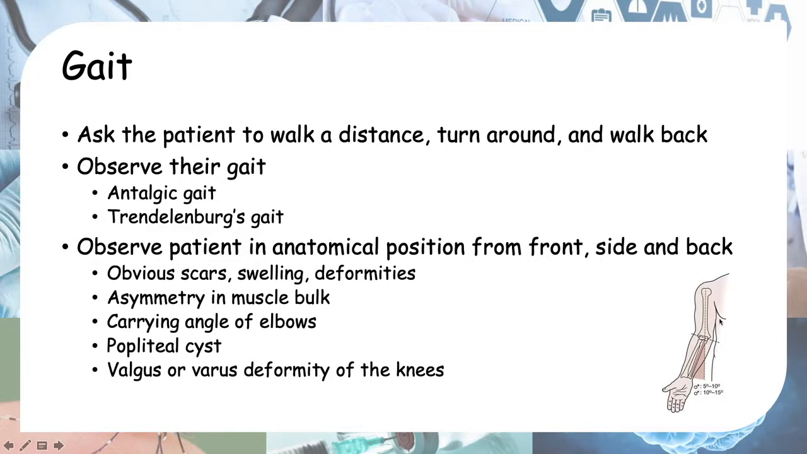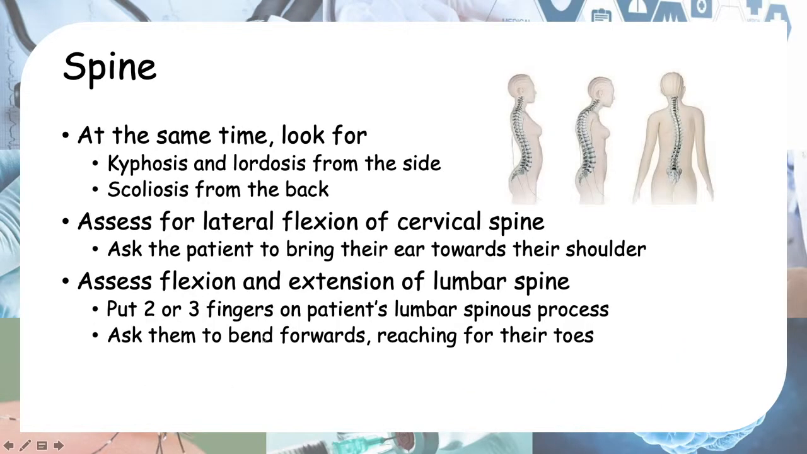Anatomical position is when the patient is standing straight, palms facing forwards, right? And so you'll be able to see the carrying angle over here. And then you're gonna look from the back. Some of the things you can see are popliteal swellings and valgus or varus deformities of the knees. This is not an exhaustive list, but these are some of the things that you may be able to see. Next, we move on to spine.